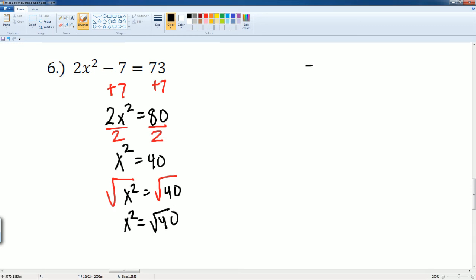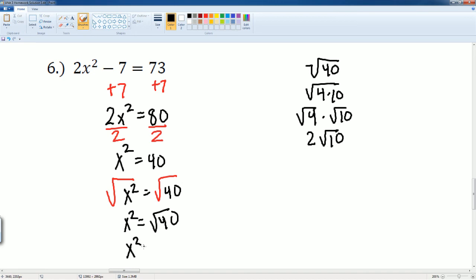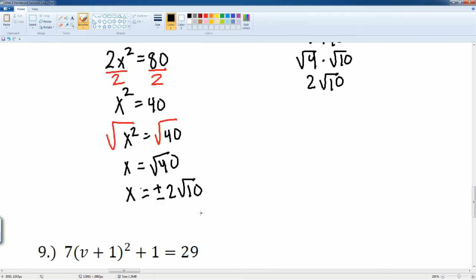I think square root 40 can be broken down. Yeah, square root 40 can be broken down into 4 times 10. We split it into its individual radicals. Square root 4 can be broken down into a 2. Nothing happens to radical 10. So this is plus and minus 2 radical 10. Sorry, the square shouldn't even be here anymore. Remember, it cancels out once you take the square root. Okay, so that should be the answer.